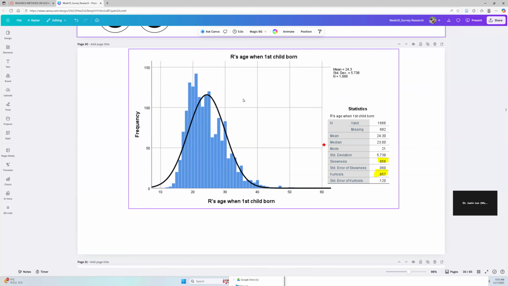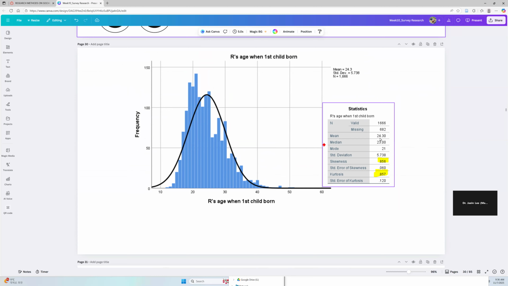All right. So this is another example: R's age when the first child was born. The mean is 24.3. Wow, they're early, right? 23 is the median, the middle of the distribution. The mode is 21. So surely in the United States, they would have their children very, very early, because there is a very wide range of ages in that variable.